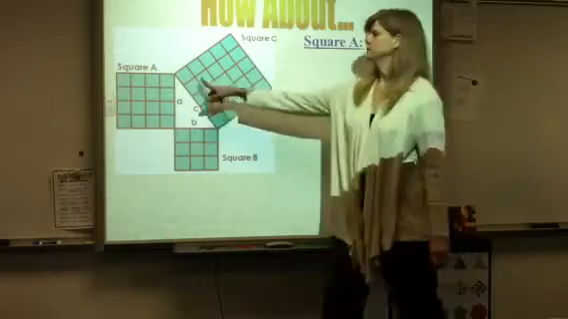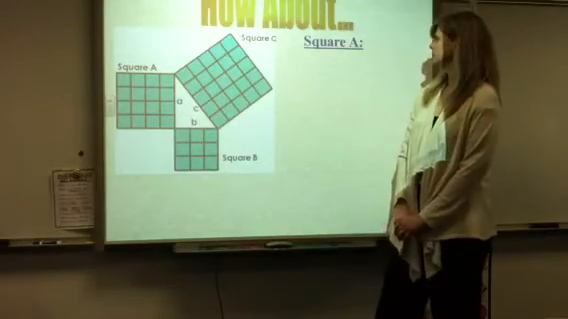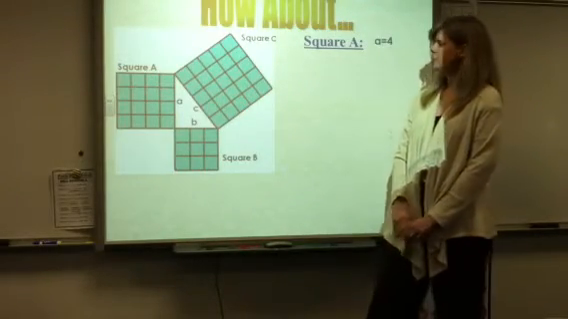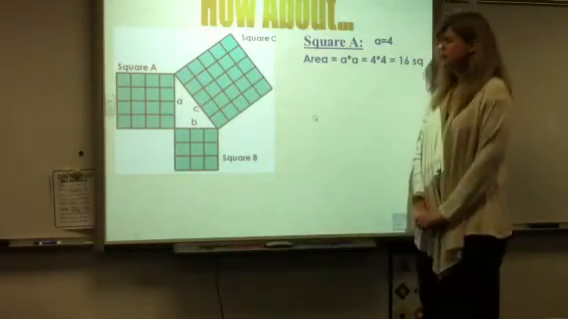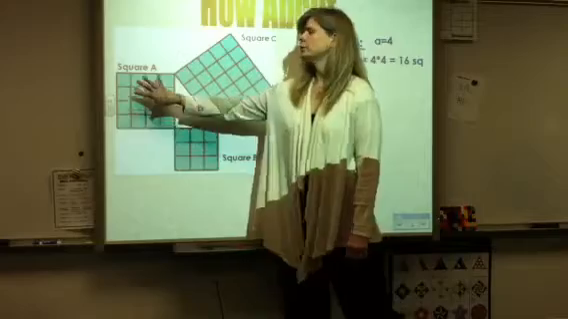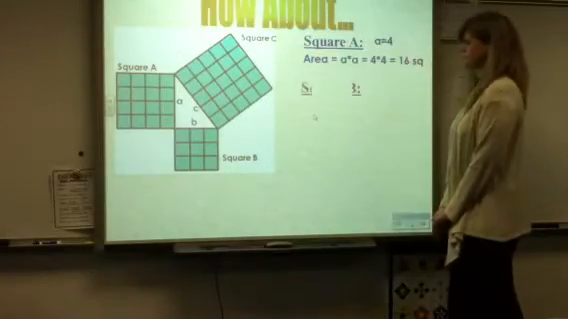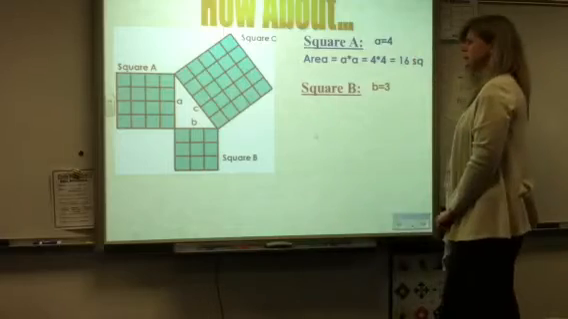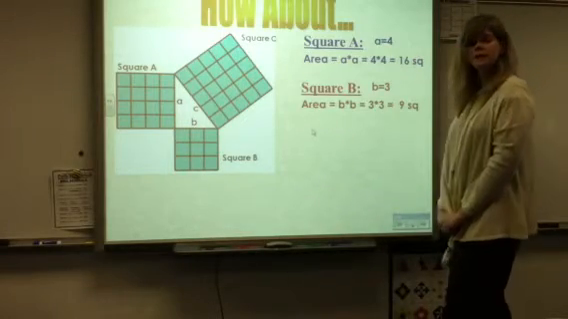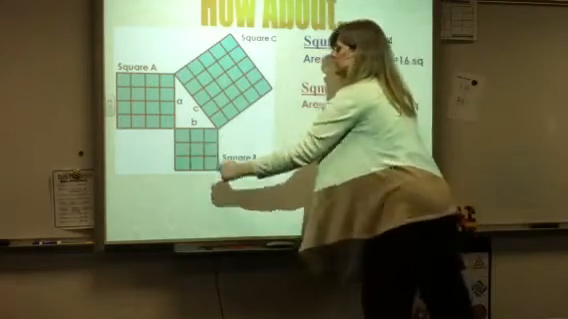Square A has a side of 4. 1, 2, 3, 4. The area would be 4 by 4, or 16. Square B has a side of 3. So the area of B is 9.